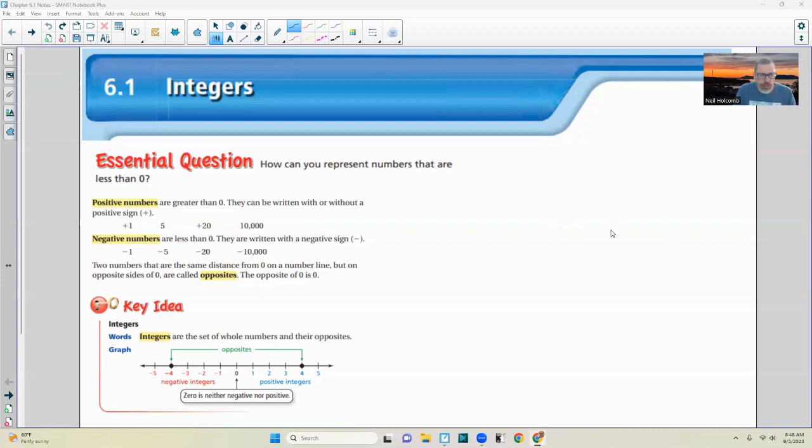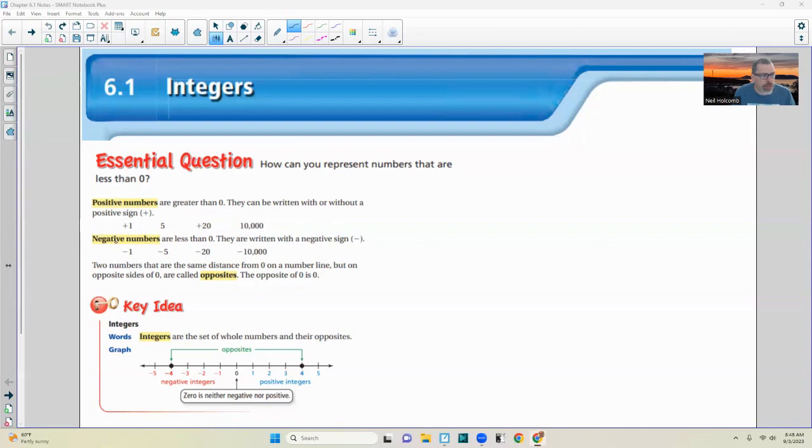Do you know what an integer is? Okay, well, let's take a look at what we have here. The essential question: how can you represent numbers that are less than 0? So our first vocabulary word of the chapter section is positive numbers, and they are greater than 0. They can be written with or without a positive sign or a plus in front. So you could say plus 1 is positive 1, or just simply 5 is a positive 5. Here's a plus 20 or 10,000. Any number with a plus sign in front of it or nothing in front of it is positive.